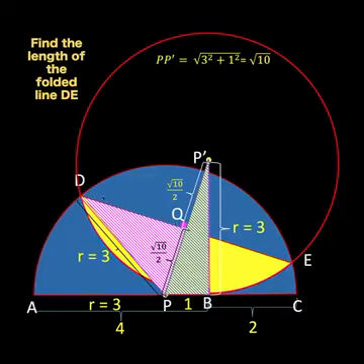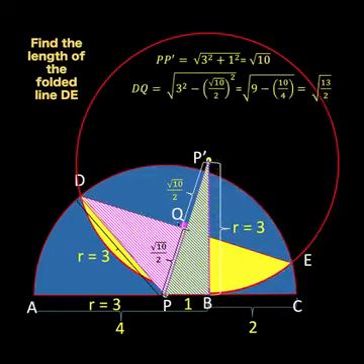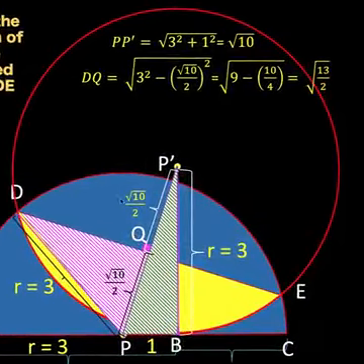So let's solve now for the length of DQ using the Pythagorean theorem. DQ is equal to the square root of the square of the hypotenuse, which is 3 squared, minus the square of the leg, square root of 10 over 2. 3 squared is equal to 9. The square of the square root of 10 is 10, and the square of 2 is 4. And simplifying, we arrive at the square root of 13 over 2. At this point, there's no need for us to rationalize this.